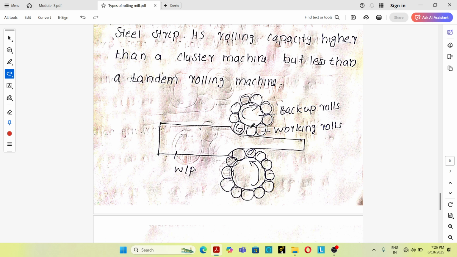See, what is the main application of the planetary rolling mill? It is used to reduce large thickness in a single pass of steel strip. That is the main application. The planetary rolling mill capacity is higher than the cluster rolling mill but less than the tandem rolling machine. Its capacity is always higher than the cluster rolling mill but lower than the tandem rolling mill, which I am going to discuss next. Okay. So that's about the planetary rolling mill.